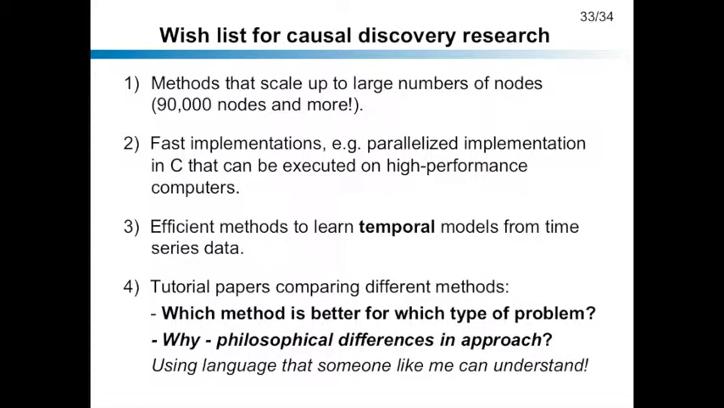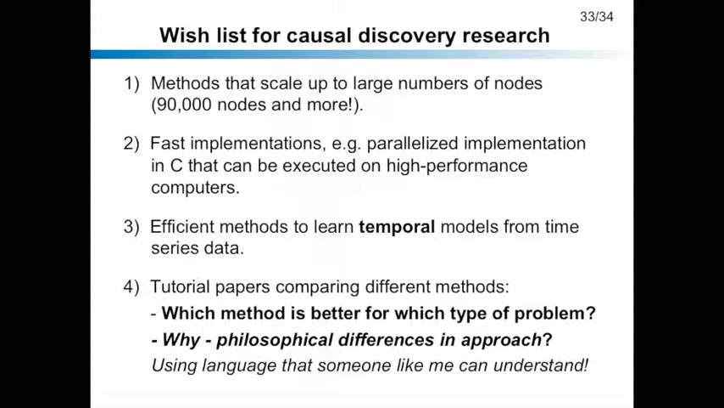But the problem is the 3,000 one on my little MacBook Pro takes about 4 or 5 days. So my question is, how can we now move to that? So this is my last slide. My wish list for causal discovery research is number 1, methods that scale up to a very large number of nodes.